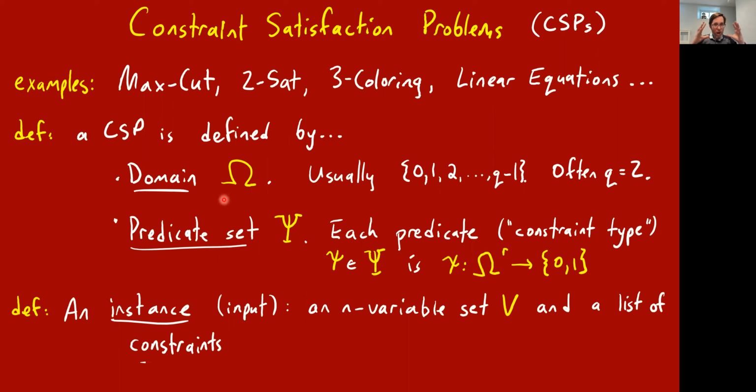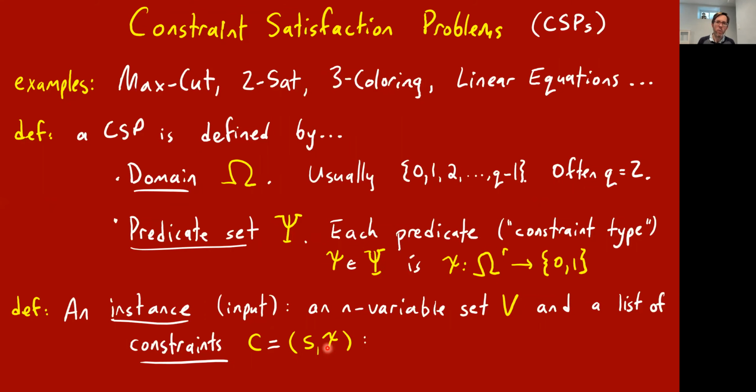So that's the problem, but now you have an input or an instance of the problem. An instance of a constraint satisfaction problem is a set of n variables, which we'll just call V, together with a list of constraints. And the list of constraints is the main thing. Think of the clauses in our 2-SAT instances.